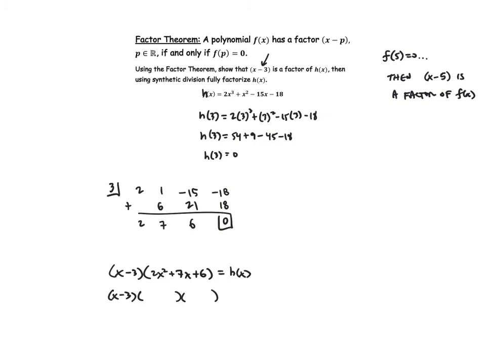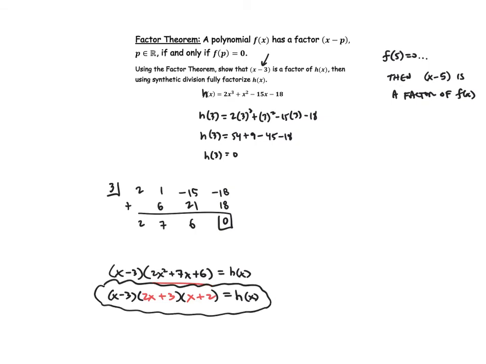So I want to factorize this quadratic, 2x squared plus 7x plus 6. I'm going to put a 2x here and an x there. And I'm going to go with a plus 2 here and a plus 3 there. And that should, yep, that'll work out perfectly. And there is a fully factorized version of h of x.